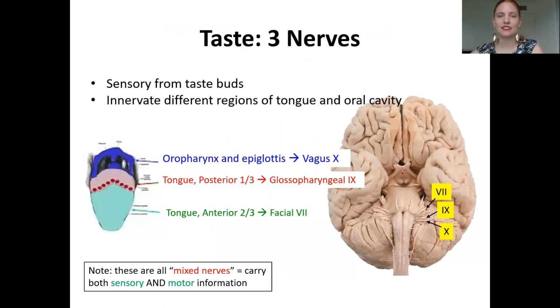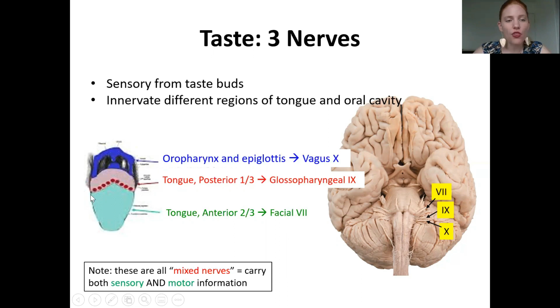Okay, taste. Okay, so when you're looking at the sense of taste, there are three nerves that carry sensory information from the mouth that brings taste information. Most of the information is going to come from the facial nerve, which is cranial nerve number 7. So 5, 6, 7, number 7 there. And so the first 2/3, so most of your tongue, is going to be covered by the facial nerve that'll take the information to the brain.